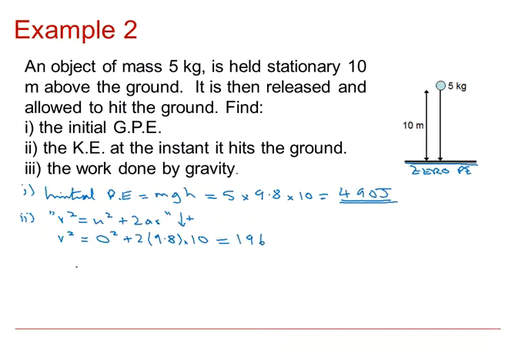But we want the final kinetic energy. So the final kinetic energy using a half mv squared is a half times the mass, which was 5, times v squared, which we've just found is 196, and the final kinetic energy is also 490 joules.